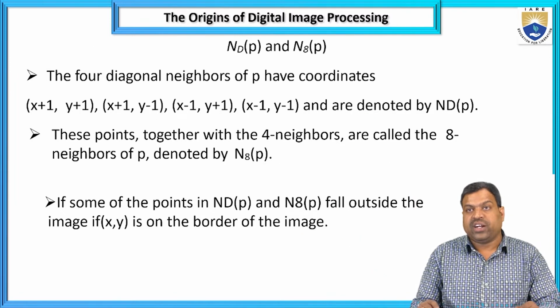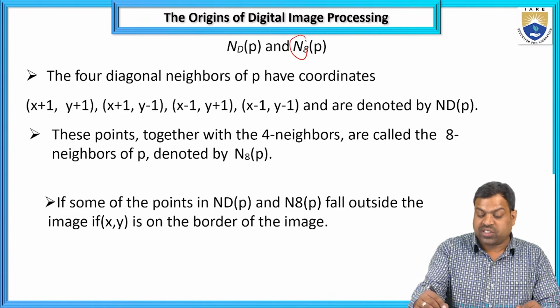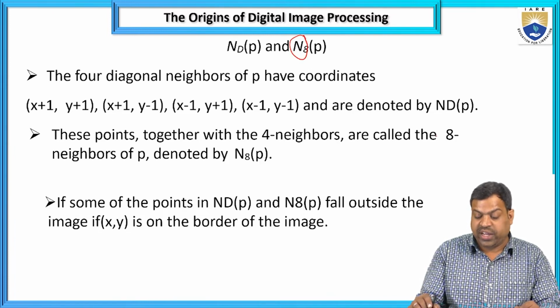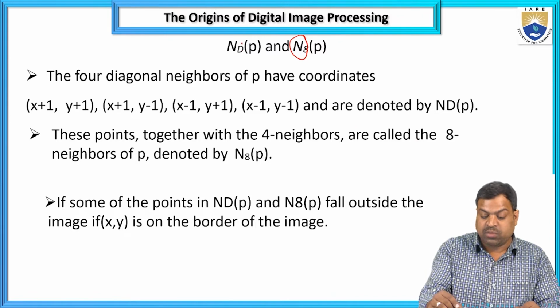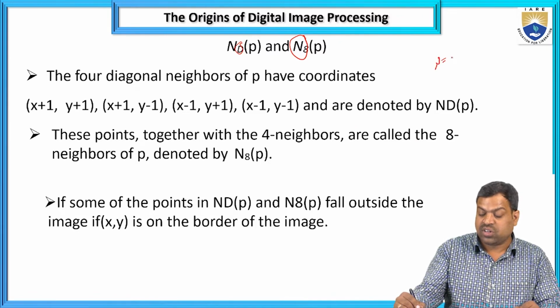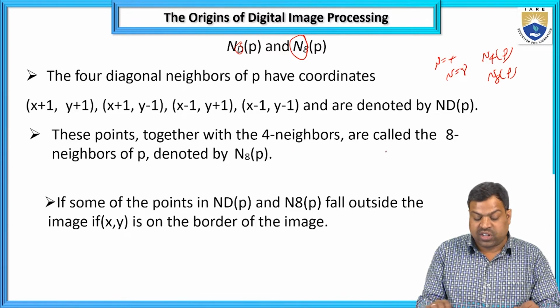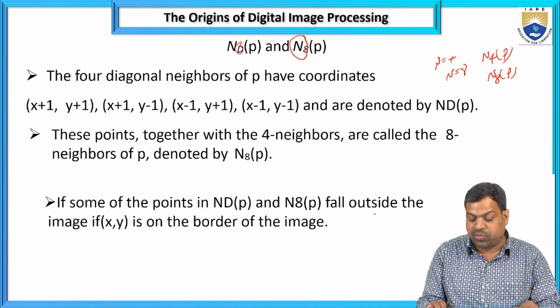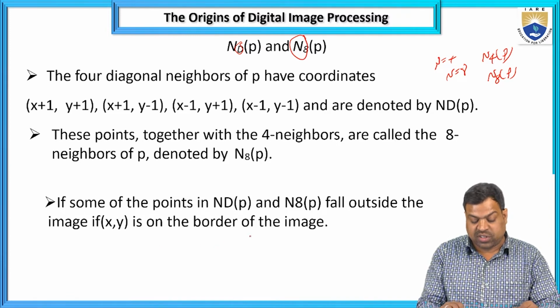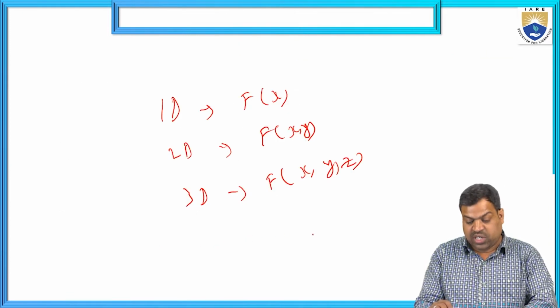ND of P and N8 of P. N8 of P means I am taking 8 neighbors. D means we can take anything. Suppose N equal to 4 or 8, then N4 of P or N8 of P. These points together with the 4 neighbors are called the 8 neighbors of P, denoted by N8 of P. If some of the points in ND of P and N8 of P fall outside the image, it is because f of x comma y is on the border of the image.